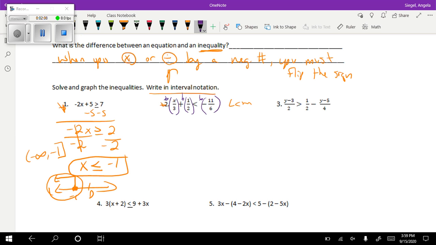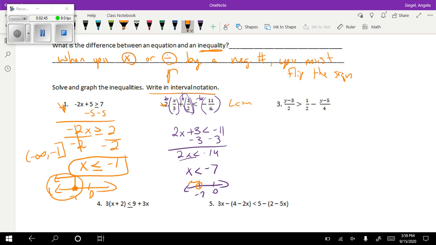So 6 divided by 3 is 2, so I'm going to have 2x. And then 6 divided by 2 is 3, or we can look at it as half of 6 is 3. And then these cancel, and I'm left with -11. But now this isn't too bad. So I'm going to subtract the 3 and divide by 2. And notice I'm not dividing by a negative number, so that sign is going to stay the same, even though it's negative, that's okay. So we have -7. So I would have an open dot on -7 and an arrow going to the left.